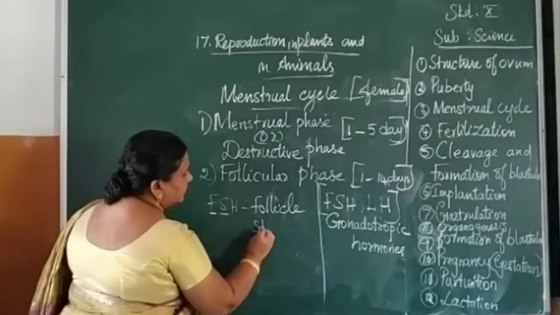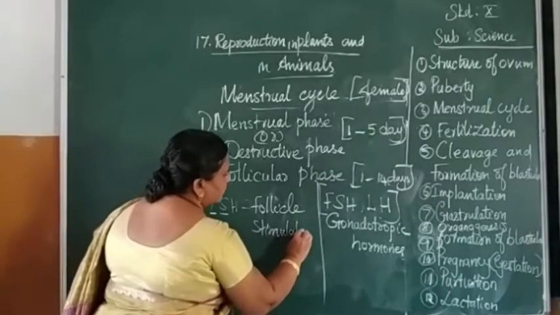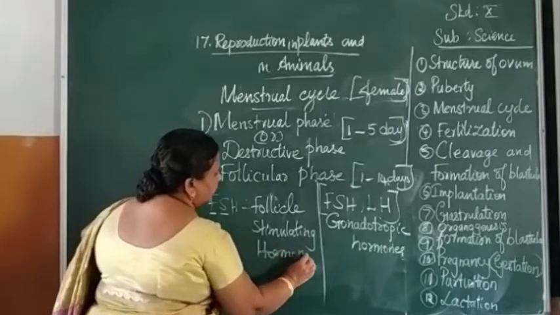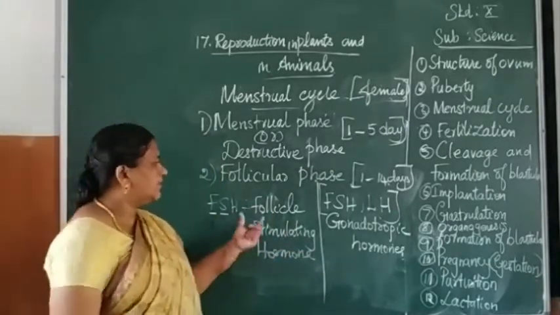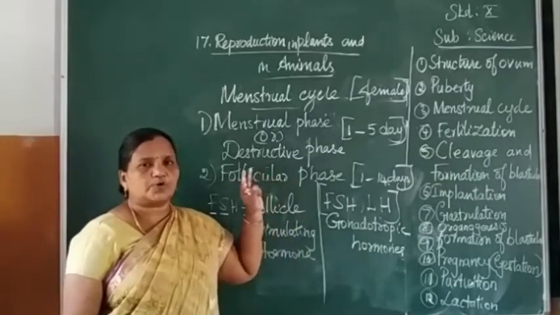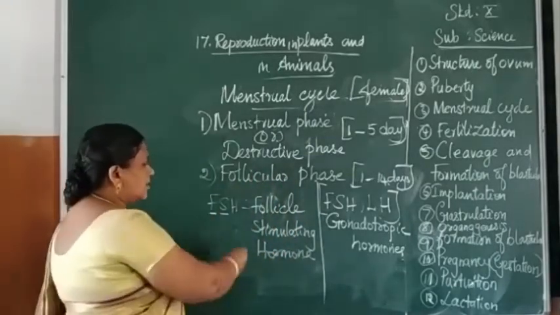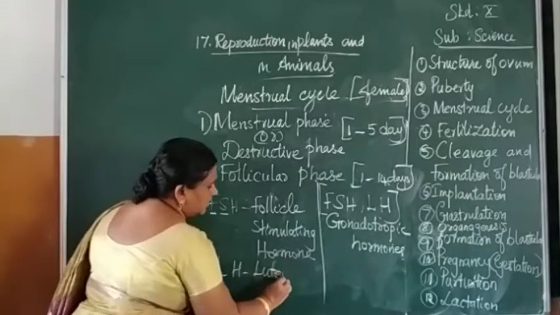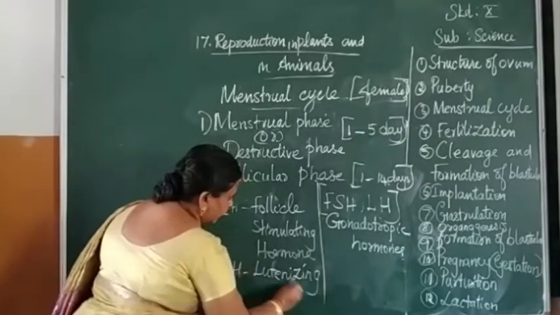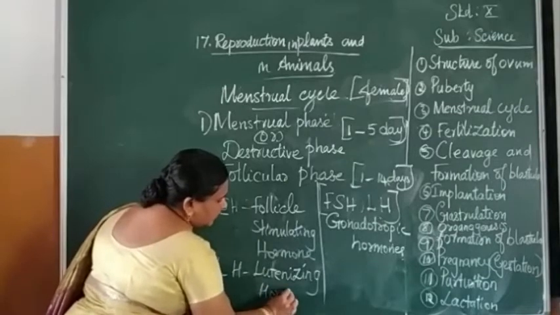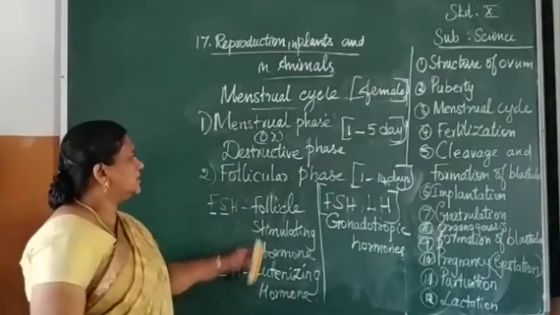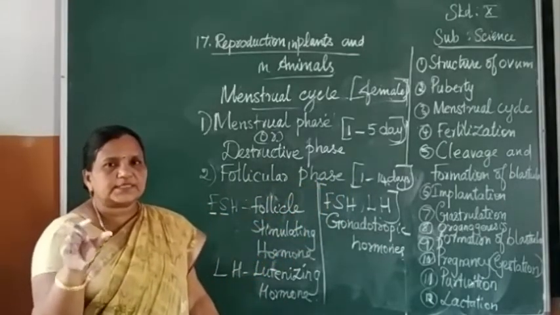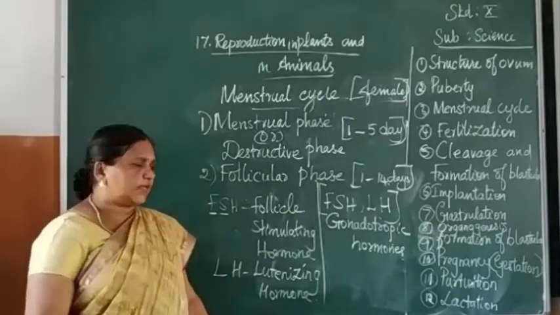S for stimulating. The next, H for hormone. Follicle stimulating hormone. That means it is giving stimulation for the formation or production of follicular cells. Next, LH, luteinizing hormone. L is for luteinizing, H is for hormone. So these both are secreting more on this level and it is stimulating the production of follicle cells. So either side of the follicle cells, the ovum will be protected.